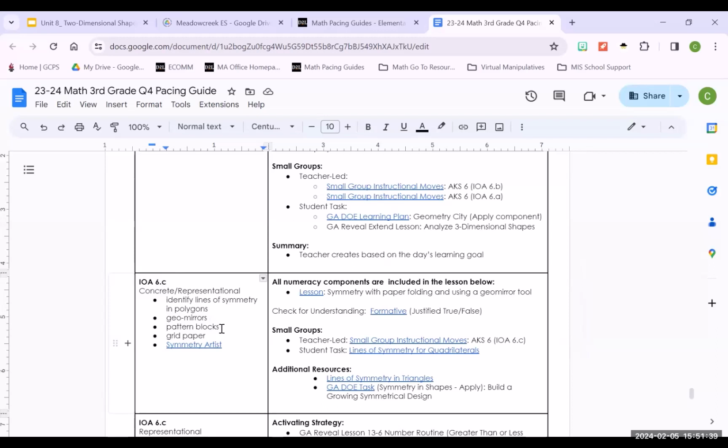Students will also work with Anglegs in identifying the attributes with 6A in two-dimensional shapes, and then when they begin working with three-dimensional shapes, they will work with the geosolids. All of these tools, the Anglegs, geometric shapes, geosolids, and Geo-Mirrors, can be found in your math kits.